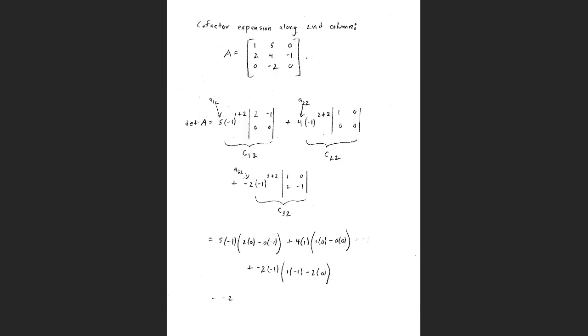So here would be cofactor expansion along the second column. Let me give you a moment. I'm just applying the algorithm as I did when I did cofactor expansion along the first row. Let me give you a moment to copy everything down up to here, and then I'll go over this with you.